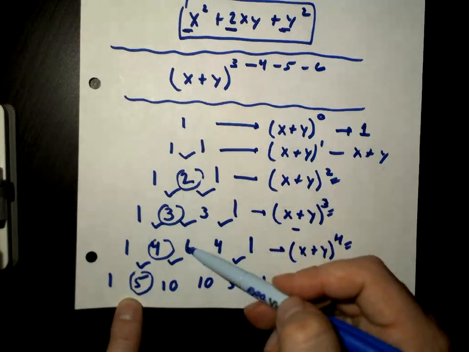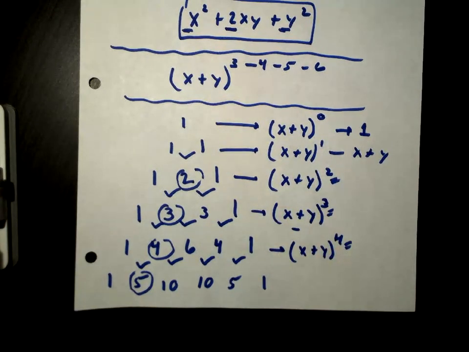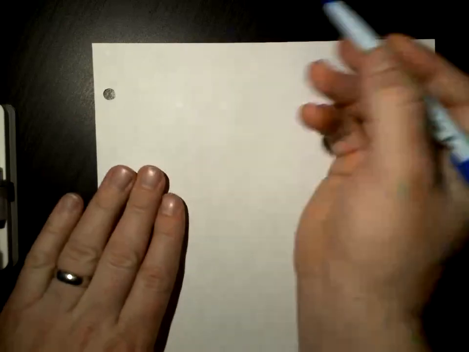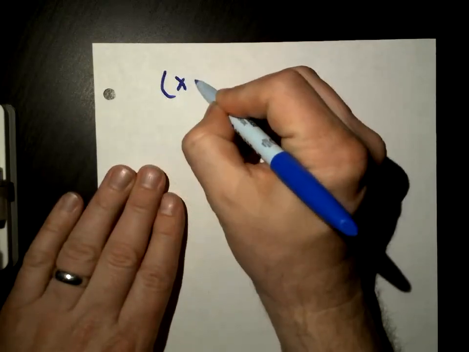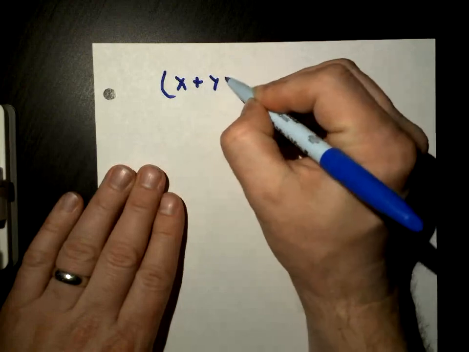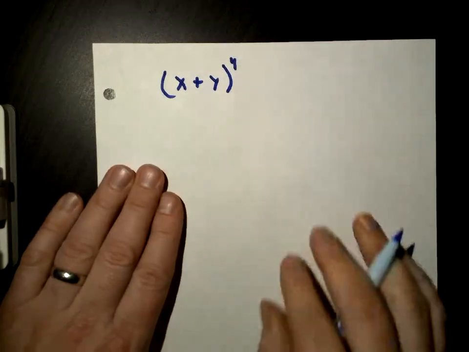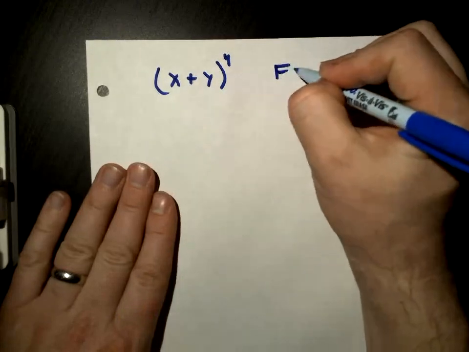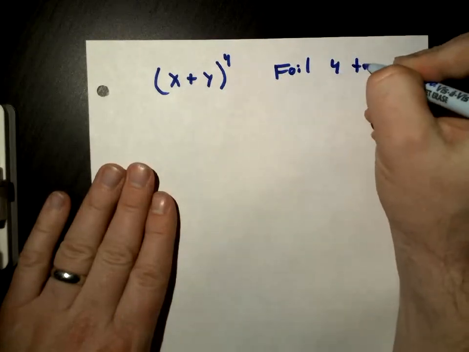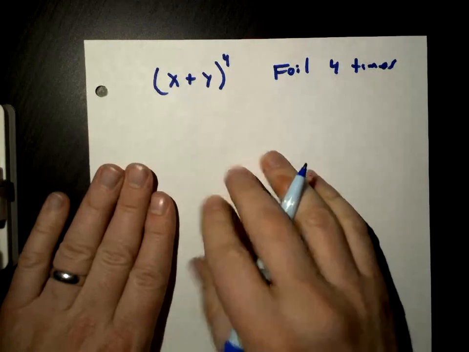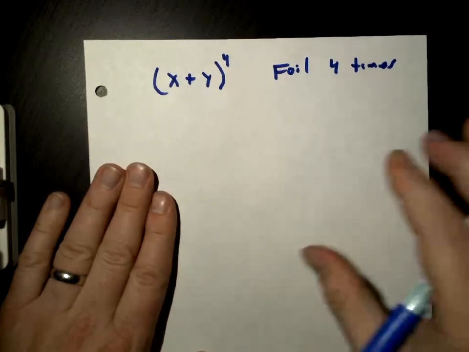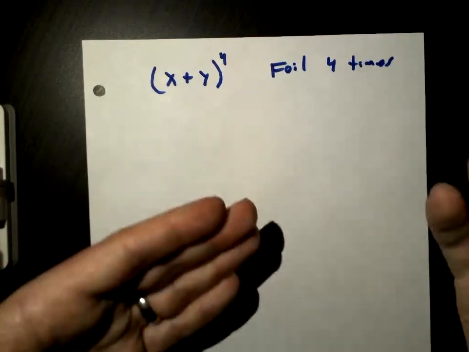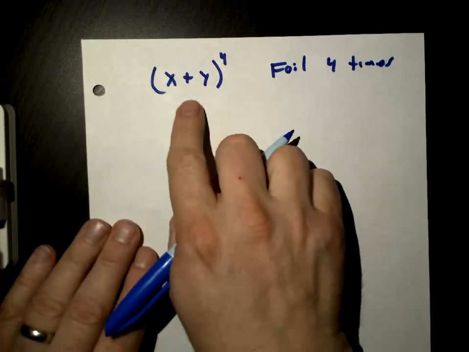So there's your breakdown. So let's do a couple examples and maybe we can see what we can do. So let's go ahead and just make one up. What if I wanted to do x plus y, let's use some positives, to the fourth power. That is hectic to do. I don't want to do the FOIL 4 times. It's going to be terrible. But if we know Pascal's triangle, we can actually do this a lot easier.